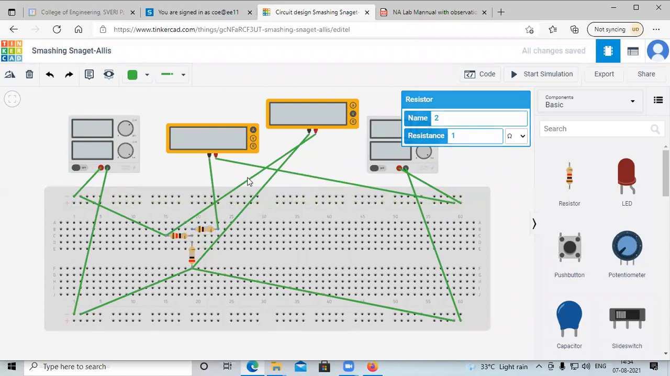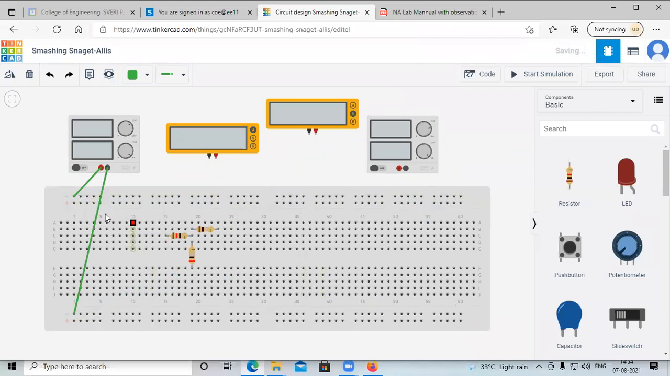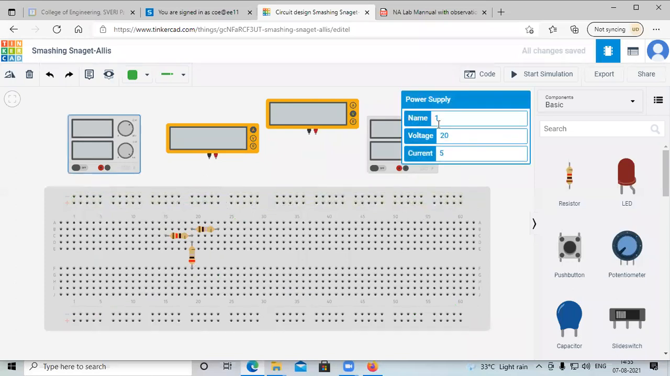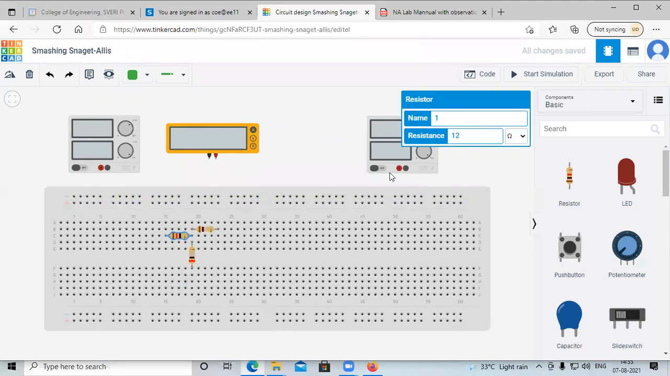Then the value of R2. We will do the connection once again. Choose the value. This voltage source 20 volt. This voltage source 24 volt. Now I require one multimeter to measure the value in each case. Then select the value of the resistor. Resistor first one 12 ohm.